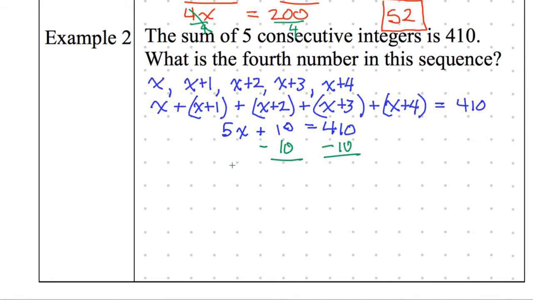We get 5x equals 400. And then you divide that by 5. You get 80. Okay. So 80 is the answer? No. Ah, you didn't get tricked this time. Okay. Then what do I do?